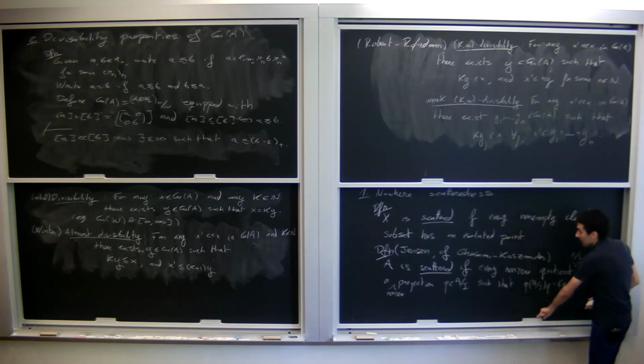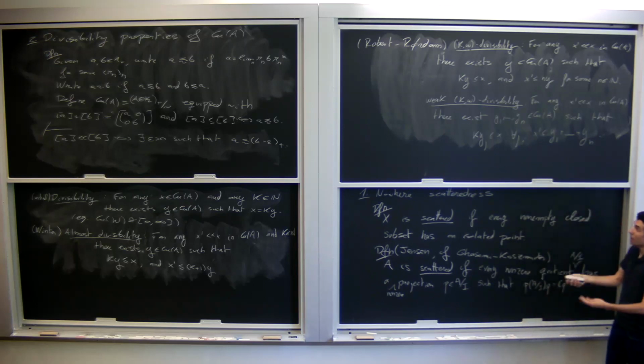As I said, if you look at Cuntz semigroups whose every element satisfies one of those two properties, then you can actually characterize nowhere scatteredness and the global Glimm property.